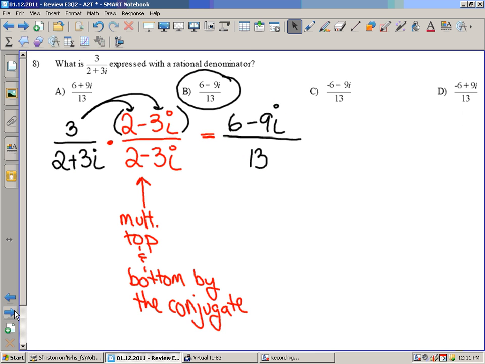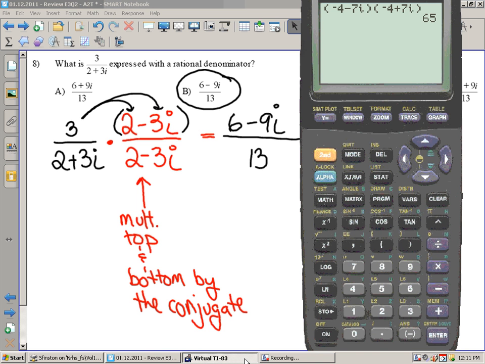All right, going to keep going. This problem right here, we've got a binomial on the bottom. How do you attack a problem like that? Well, in order to get rid of this in the bottom, you have to multiply top and bottom by the conjugate. You could do that out by hand, or you could use your calculator. Let's see. Let's do the top.